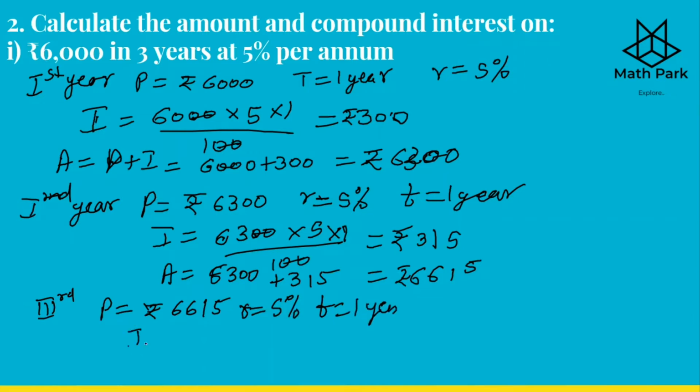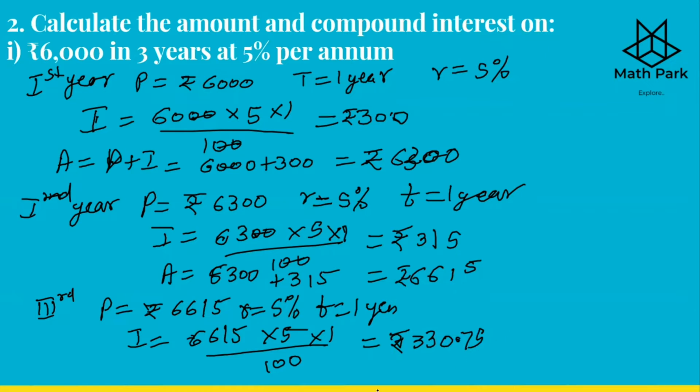So let us calculate the interest now. Interest is equal to 6,615 into 5 into 1 upon 100. So you can do one thing: you can have 66.15 multiplied by 5. When you do 66.15 multiplied by 5, you get the interest as rupees 330.75. So this is the interest for the third year.